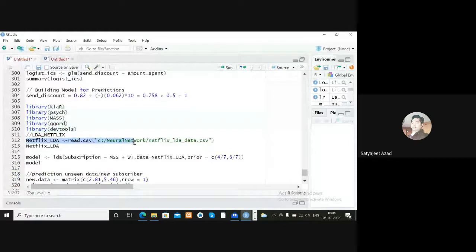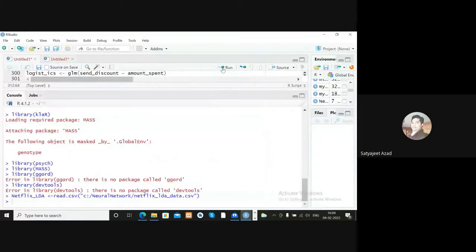Now, Netflix LDA and this one. Let me explain what this is. This is user defined. Netflix LDA, you can put anything, XYZ also. The arrow, less than minus, read.csv means we are reading the file. It's in my C drive. The name of the folder is neural network, and inside that folder my CSV is saved, in Netflix LDA data.csv format. Okay, got it?